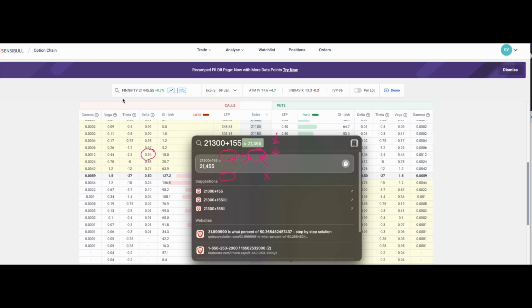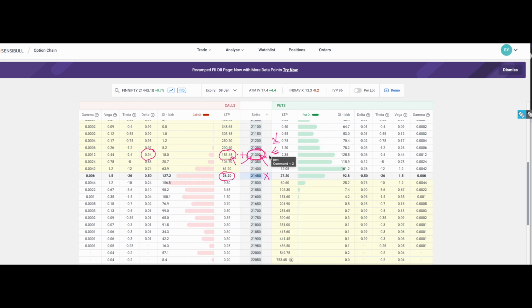At what price is Nifty trading? It is trading at 21,445. So if you choose this strike price, even if the market moves up by just 10 points, when the market moves as per your direction, you will quickly start seeing profits.